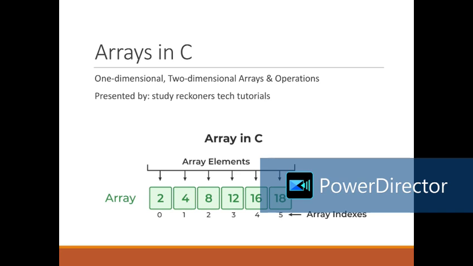Think of an array like a row of lockers where each locker holds a value and each one is labeled with a number starting from 0. Instead of creating separate variables for 10 student marks, we can create a single array named marks and store all values there. This not only simplifies our code but also makes it scalable and easier to maintain.